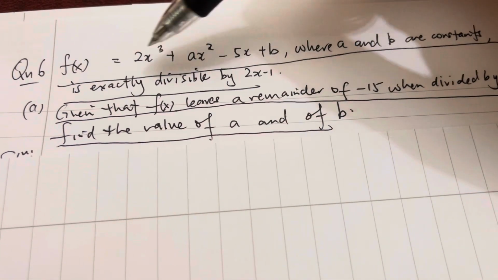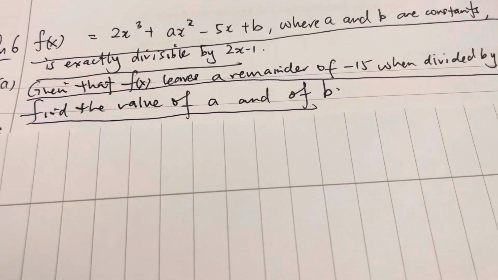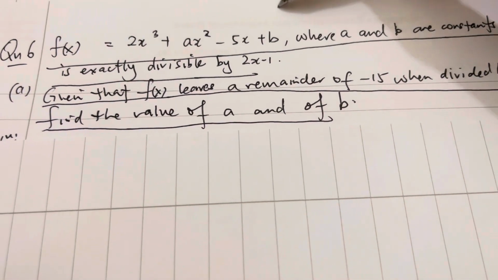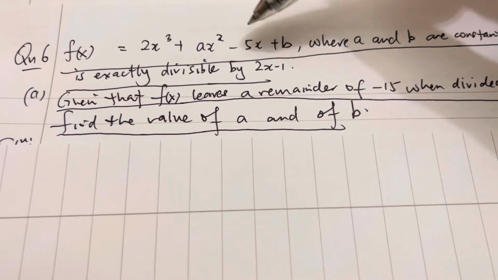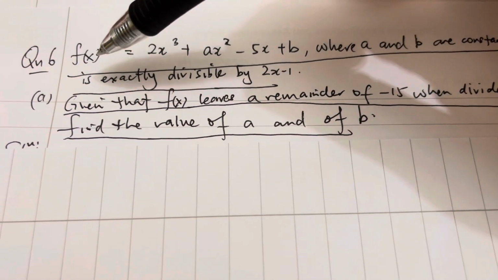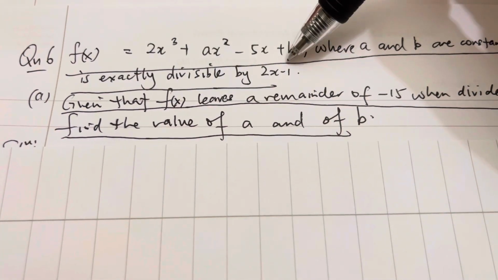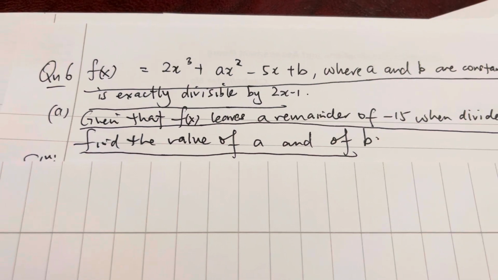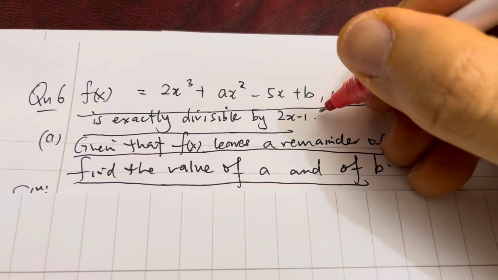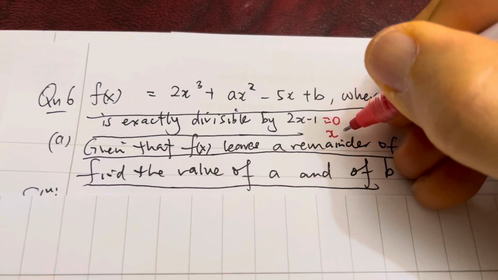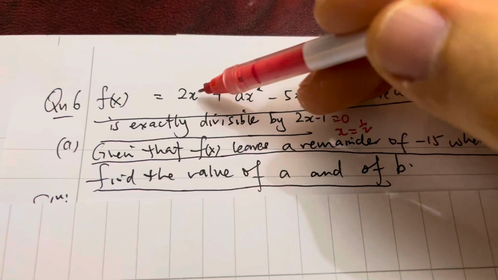Now you're given f(x) equals to this, and there are two unknowns, a and b, and you are told that the unknowns are constants, which means that actually they can be not decimals, can be fractions, or can be integers. Now it is exactly divisible by 2x minus 1, which means that if you were to set this 2x minus 1 to be 0, you will be able to get the x value to substitute in to here.